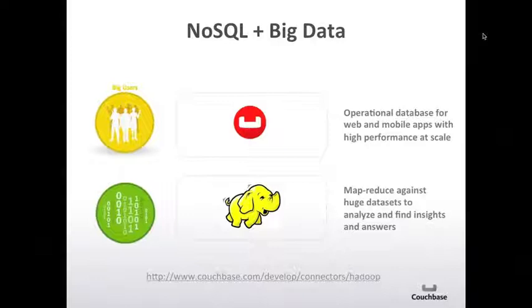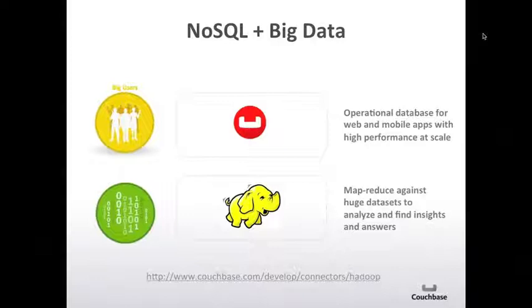So the next thing is Couchbase Server and big data analytical solutions like Hadoop go hand in hand. However, it is important to remember that they are not the same. Couchbase is an operational database that provides high performance and at scale, whereas Hadoop is used to run batch MapReduce jobs on huge data sets to analyze and find answers and insights.